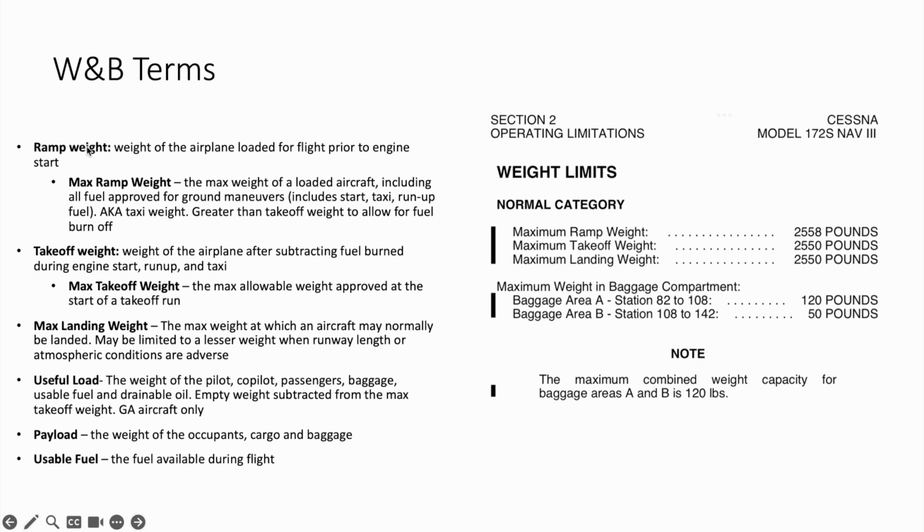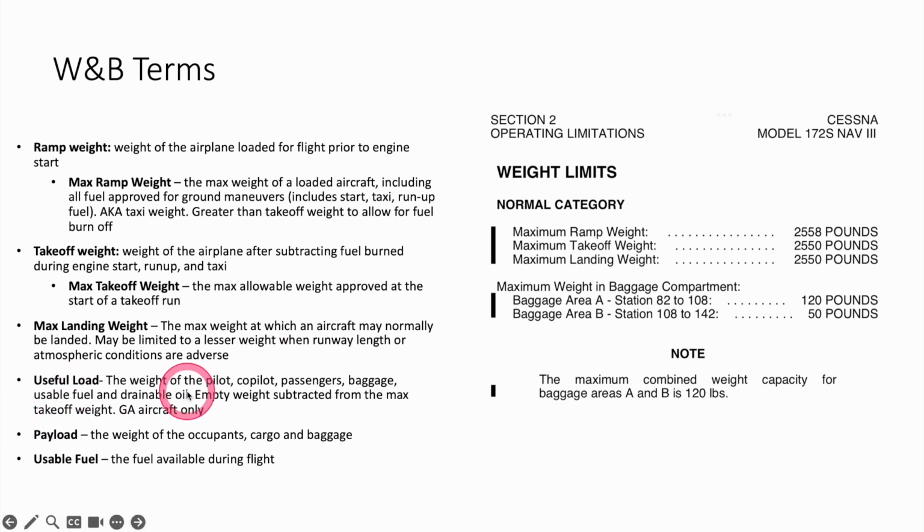A couple other ones, your ramp weight. Again, these are going to be self-explanatory. Ramp weight is how much you weigh on the ramp, parked, or for taxi. Same with takeoff weight. More importantly, we look at max limitations, so max ramp weight and max takeoff weight. Other planes will have a larger discrepancy between these two, because they're going to burn more fuel as they taxi. For our Cessna, our ramp weight is 2,558 pounds, and our takeoff weight is 2,550. So 8 pounds of difference, really, because we're expected to burn 1.2 gallons during startup, taxi, and run-up.